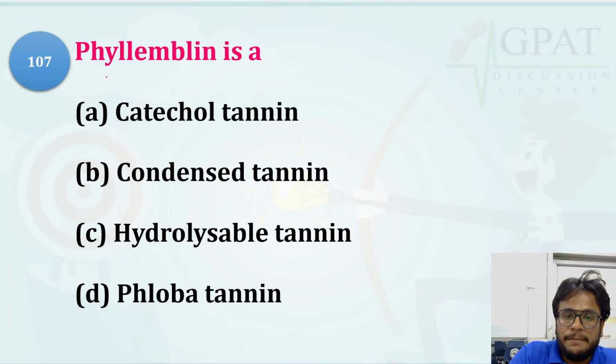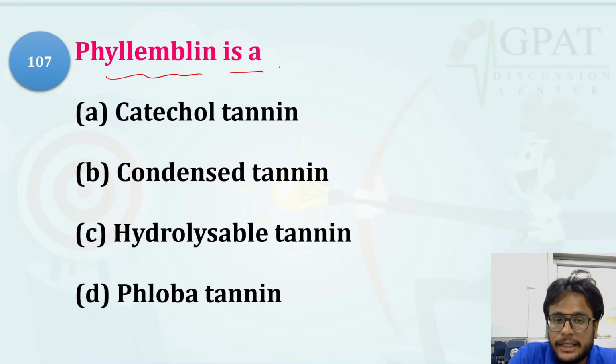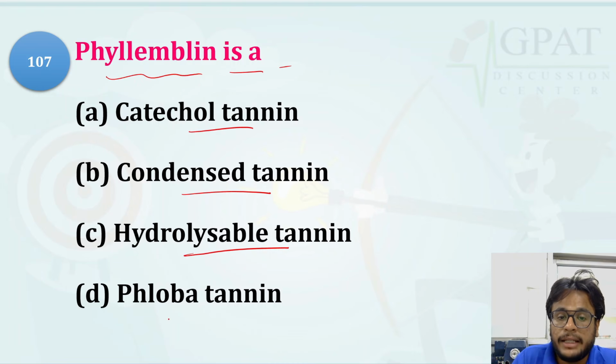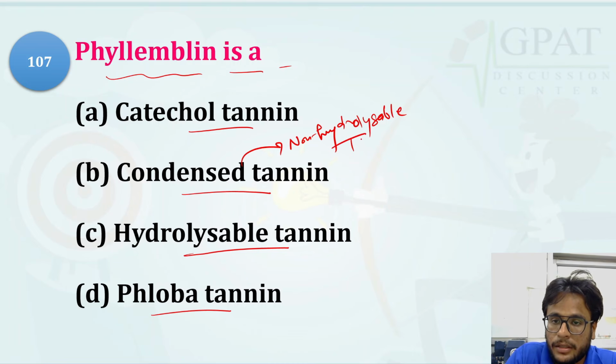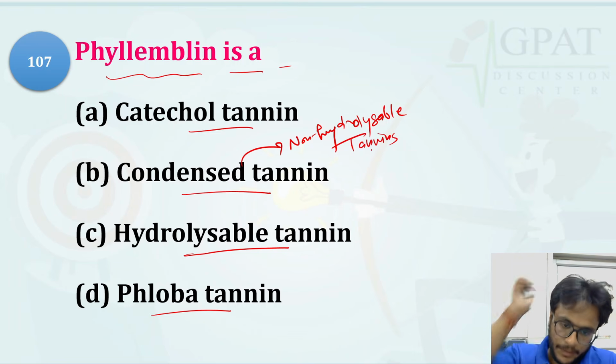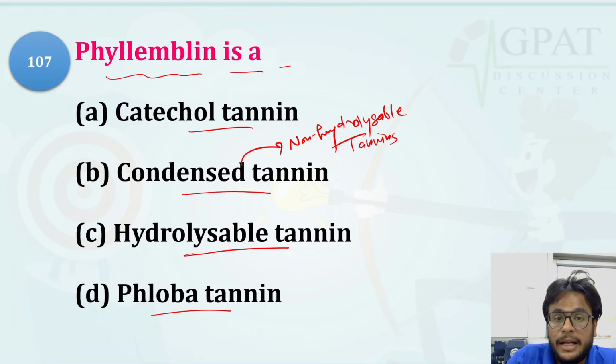Okay, the question lists phlobaphene as a catechol tannin, a condensed tannin, a hydrolyzable tannin, and a phlobatannin. So condensed tannin can also be known by the name non-hydrolyzable tannins, which cannot be hydrolyzed. And the other kind belongs to the category of hydrolyzable tannins, which can easily be hydrolyzed.